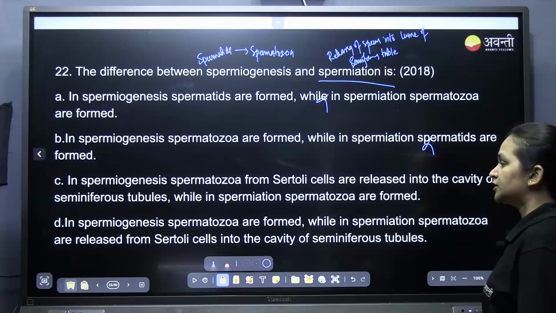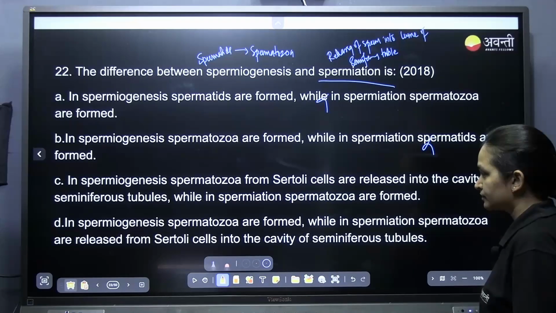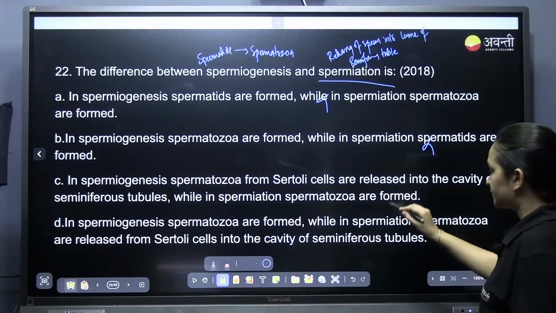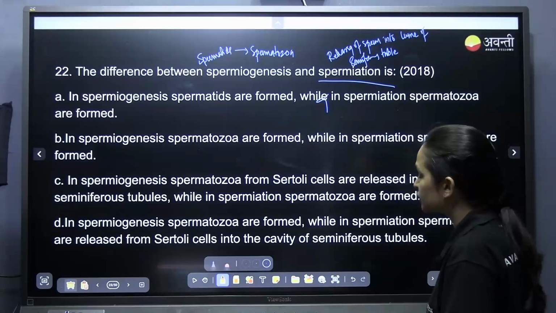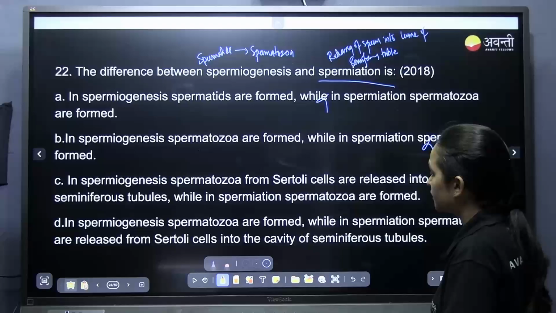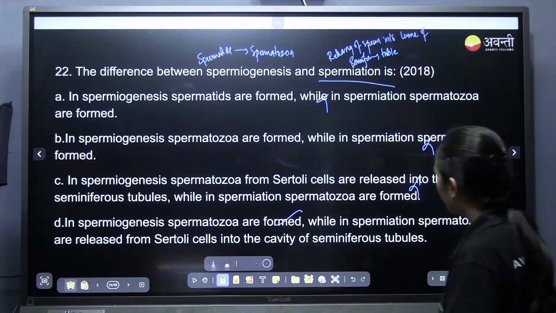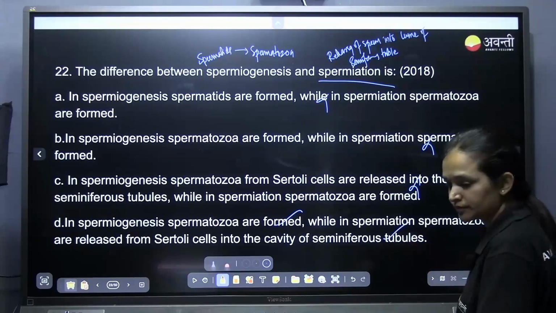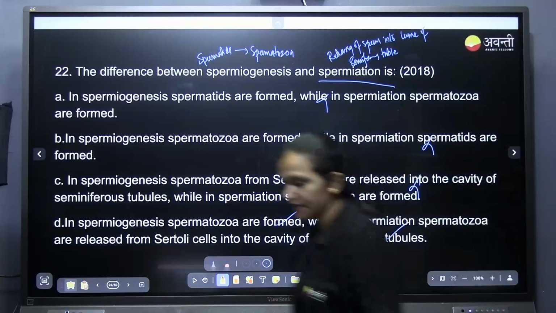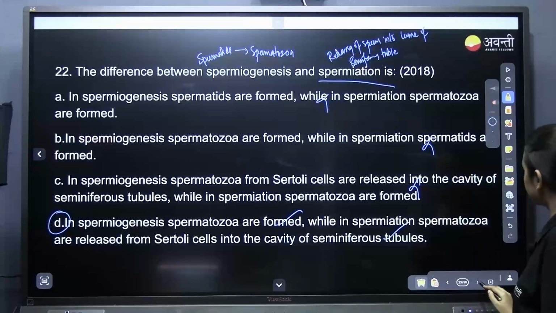No. In spermiogenesis, spermatozoa from the Sertoli cells are released into the cavity of the seminiferous tubule. Oh no, wait. In spermiogenesis, spermatozoa are formed, correct? While in spermiation, spermatozoa are released from the Sertoli cell into the cavity of the seminiferous tubule. D is the correct answer. Any doubts?